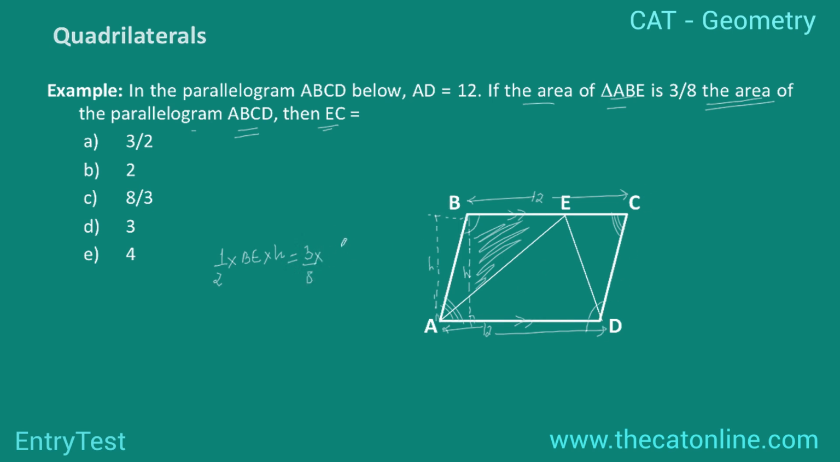Area of parallelogram is given by base into height. So if you look here, H will get cancelled out. I can just cancel it out with 4. 4 into 3, the value of BE comes out to be 9 units. So for AC, I'm left with 3. So EC is 3 units.